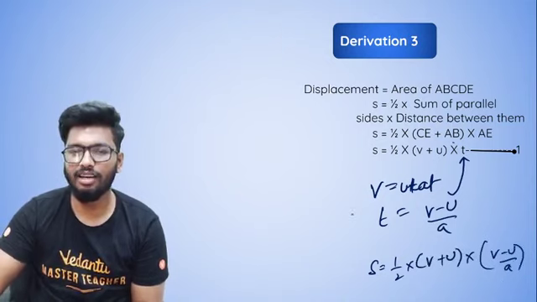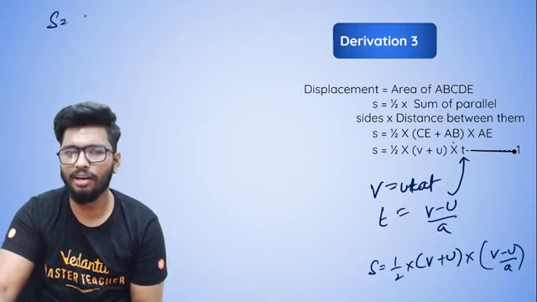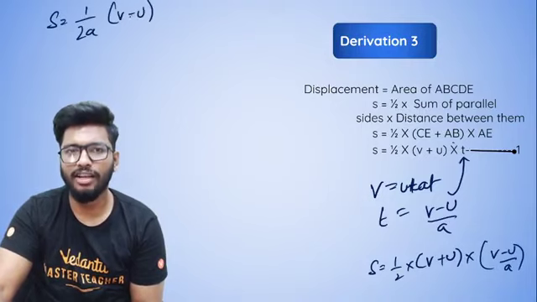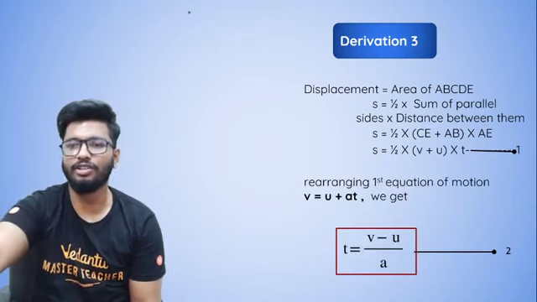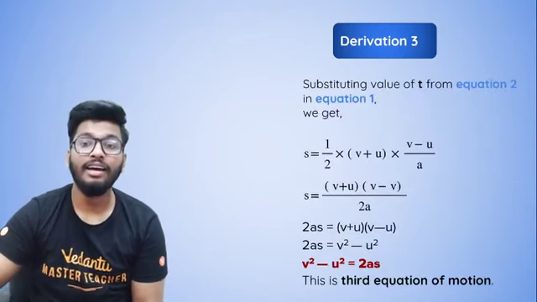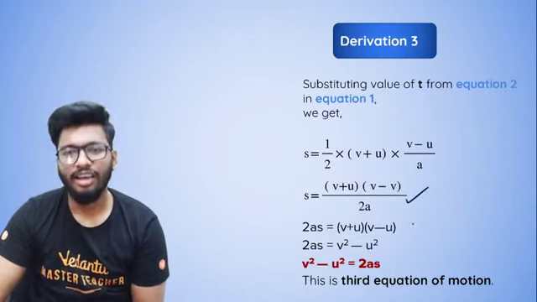So I'm going to take this A to the other side and group it up. So 1 by 2A into V plus U into V minus U is what I'm going to get. This is the first step. Alright, so basically do that. This is what you're going to get. Now simplify the equation. You will get it as what?